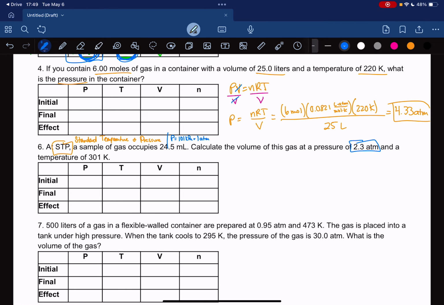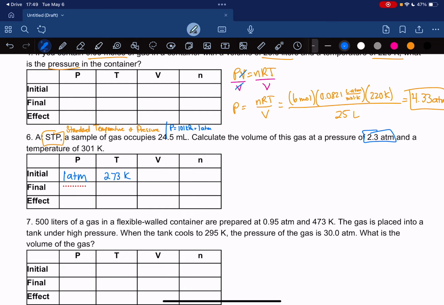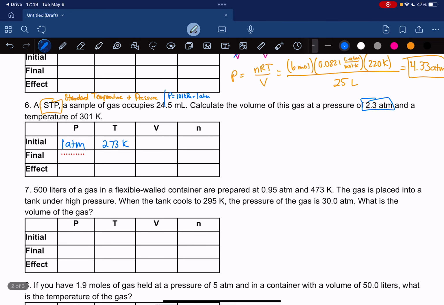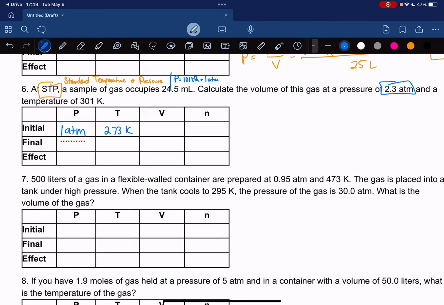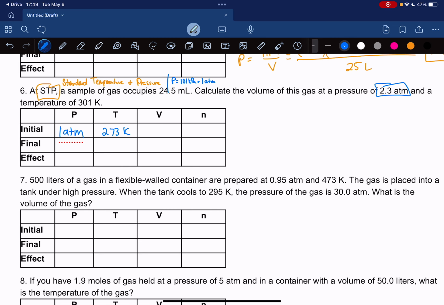Since my question here is using 2.3 atmospheres as the final pressure, we'll use 1 ATM as our initial pressure. That is standard pressure for our purposes in this question. Standard temperature is 273 Kelvin. No, you do not need to memorize that. If you need to know it for the test, it'll be there on the test for you. So don't worry about that.